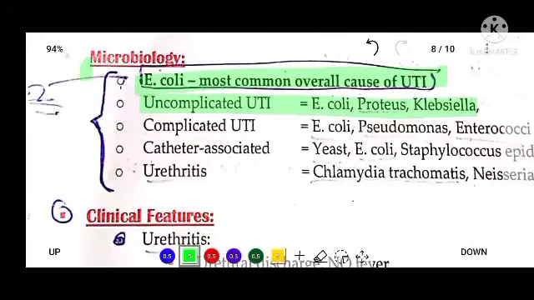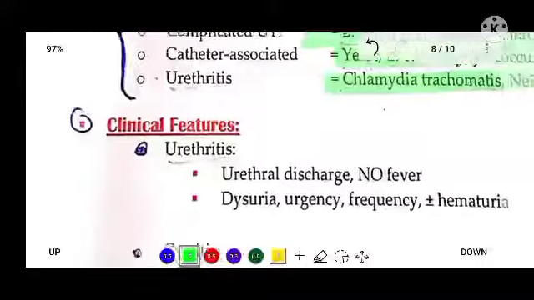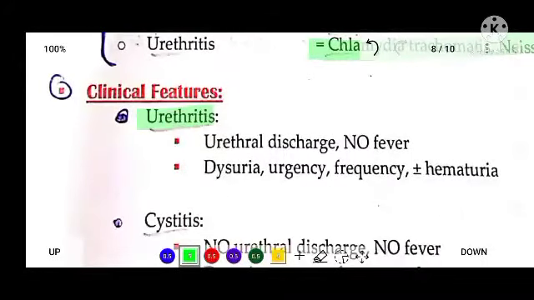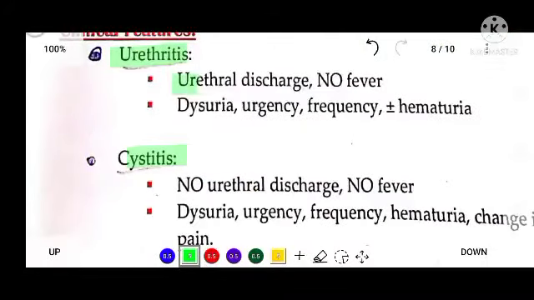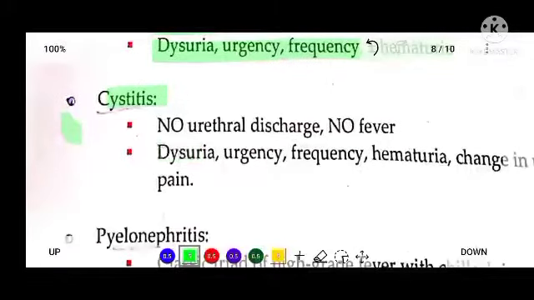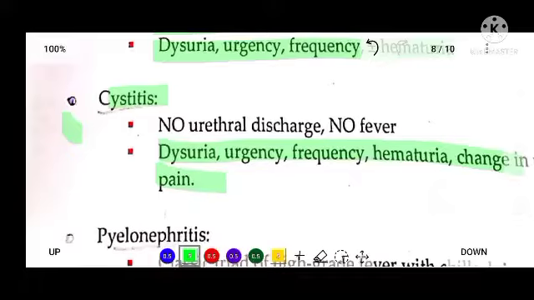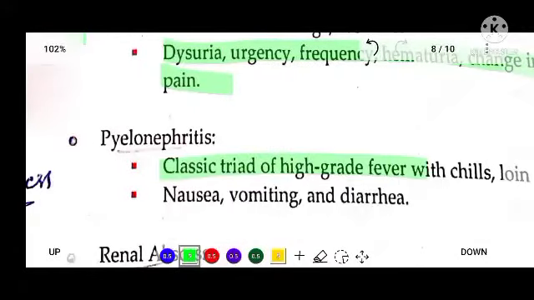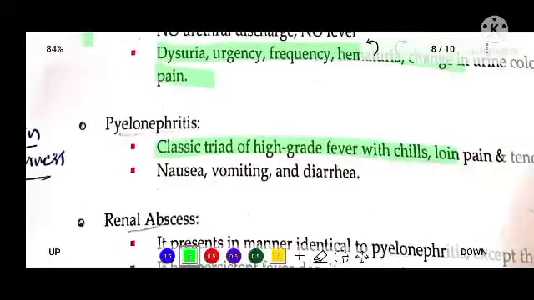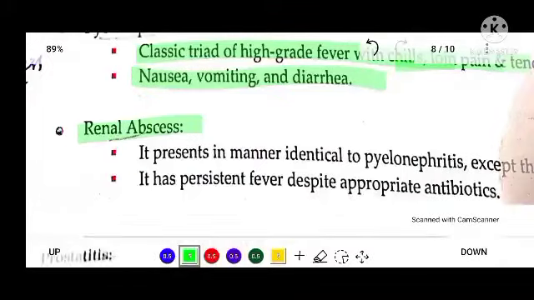Causes include E. coli, Klebsiella, Proteus, Pseudomonas, Yersinia, yeast, and Chlamydia trachomatis. Clinical features are urethritis and cystitis. Urethritis is urethral discharge with no fever, dysuria, urgency, frequency, and hematuria. Cystitis is dysuria, frequency, hematuria, and pain. Pyelonephritis has the classical triad of fever, chills, and loin pain, with tenderness, nausea, vomiting, and diarrhea. Pyelonephritis means upper UTI. Renal abscess presents in the manner of pyelonephritis.